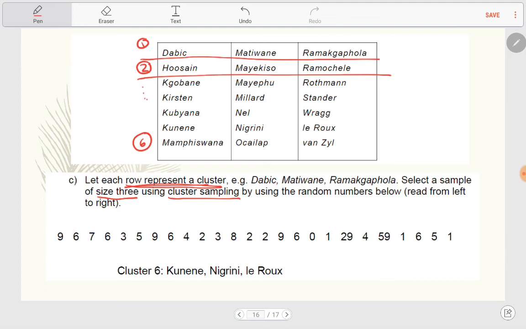So that's a single digit, therefore you break it up. We don't have a 9th cluster, but we have a 6th one. So this is the sample that you're going to give, where you're going to collect results from. That's how they got this. Cluster 6. Read from left to right. 1, 2, 3, 4, 5, 6. Apologies, this is 6. There are actually 7 of them. My apologies. So that's how you get Kunene, Negrini, and LaRue.